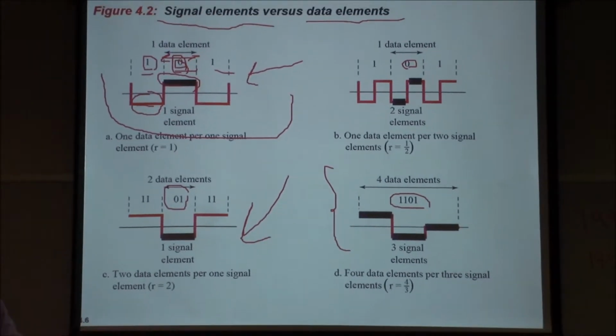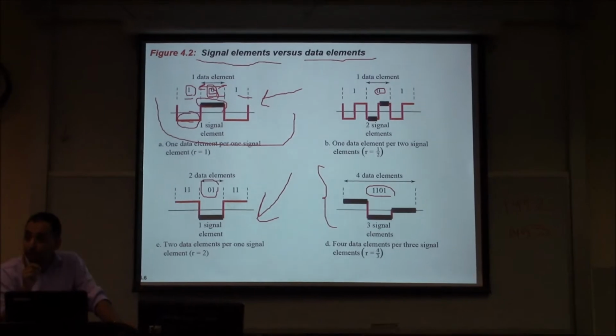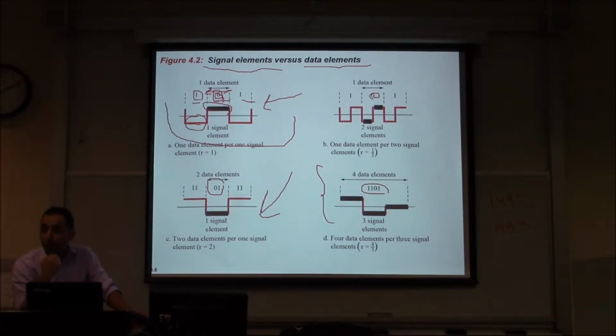Also, our goal is to decrease the signal rate. Why? Because when we have more signal rate, that means what? We need more bandwidth. And more bandwidth means more cost. So our goal when we design the encoding is to keep the signal rate low.